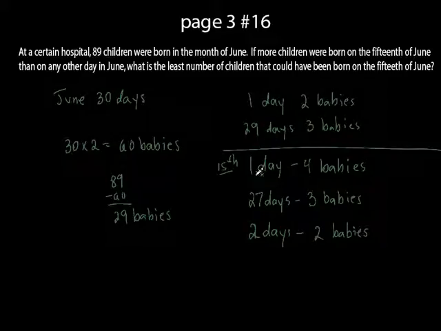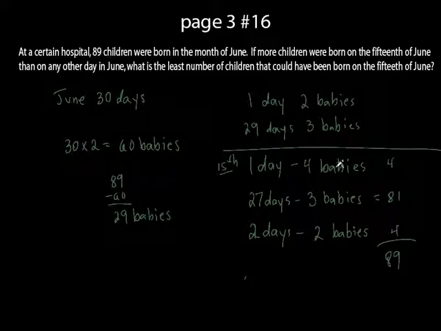So let's see what we have. We got 27, 28, 29, 30. There's 30 days right here. Let me make sure. Yeah, we're right. This is 81, so this is 81 babies right here. This is that 1 day, the 15th, where it has more than any other day, which is 4 babies. And this is 2 days with 2 babies, and that would be 4 babies right there. That's 8 and 1, 9, so that's 89, total of 89 babies.